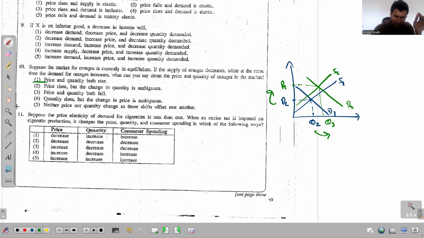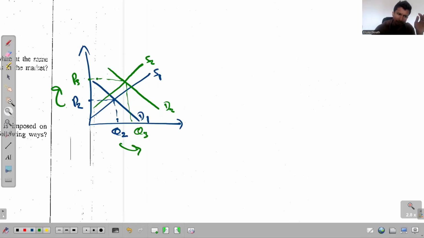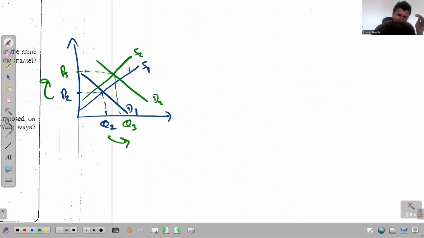So what has happened here? If I tell you precisely, the supply has decreased by a lower amount, and the demand has increased significantly. The two change in opposite directions. The supply decreases and the demand increases. But if you look at the magnitude of that change, supply decreases by a small amount, whereas the demand increases by a higher amount. But what if I draw the curves in the opposite way?